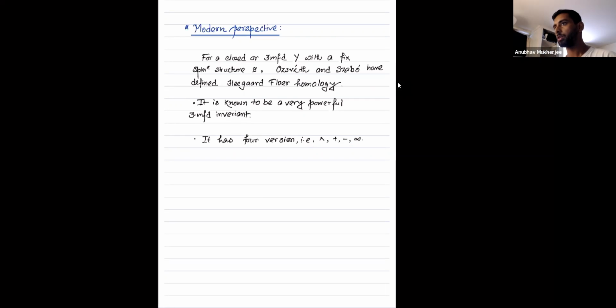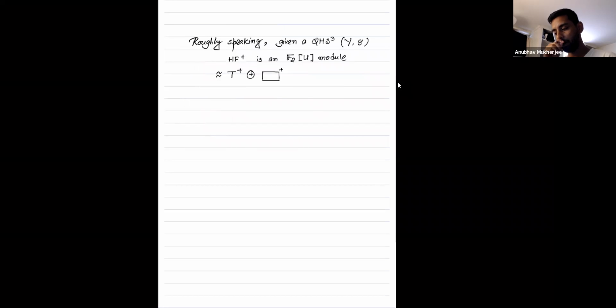Although in this talk we will not discuss anything in detail, two things I want to mention. Roughly speaking, for a rational homology sphere Y with a particular spin^c structure s, HF^+, the plus version of Heegaard Floer homology, is a module. H stands for Heegaard, F stands for Floer. So HF^+, the plus version of Heegaard Floer, is an F_2[U]-module.